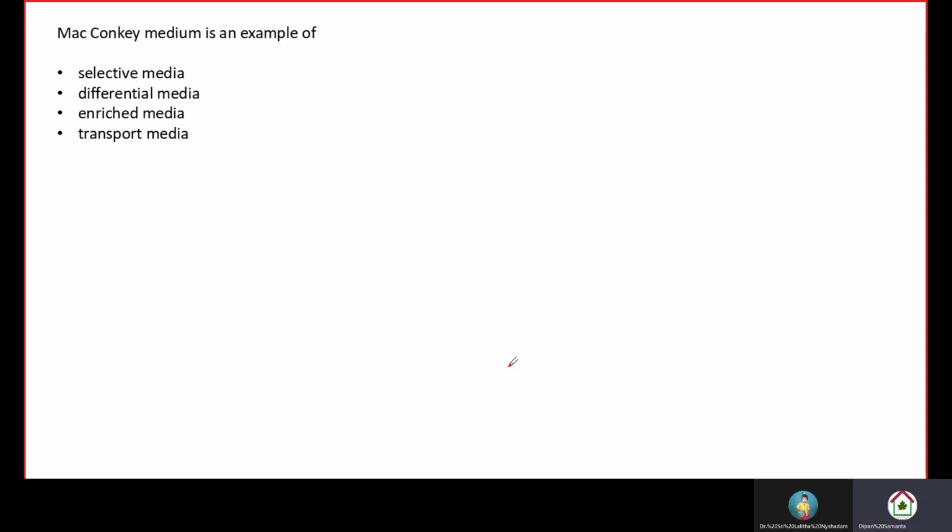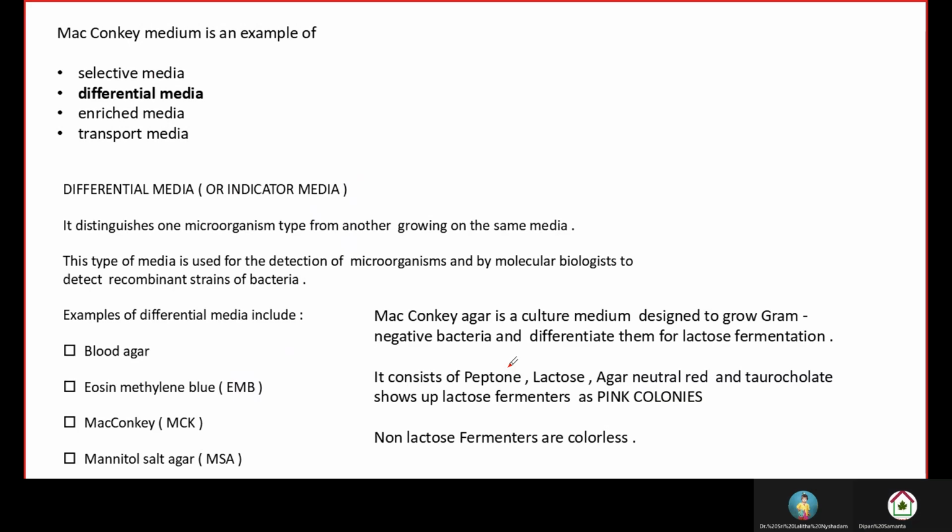MacConkey medium is an example of selective media, differential media, enriched media, or transport media. Which type of media is it an example of? The differential media. MacConkey medium. So differential media can also be called indicator media because it differentiates one group of bacteria from another group.